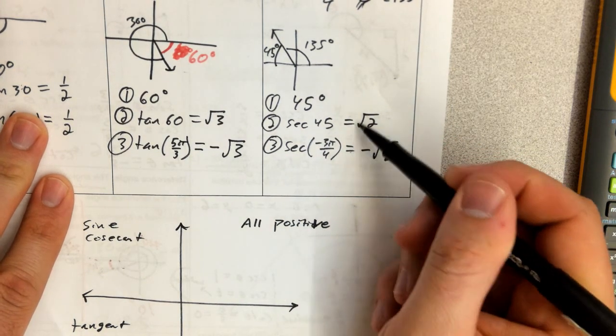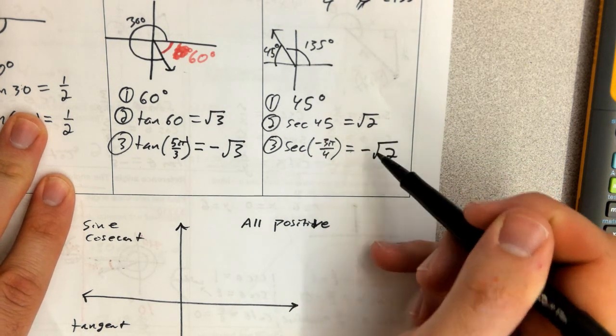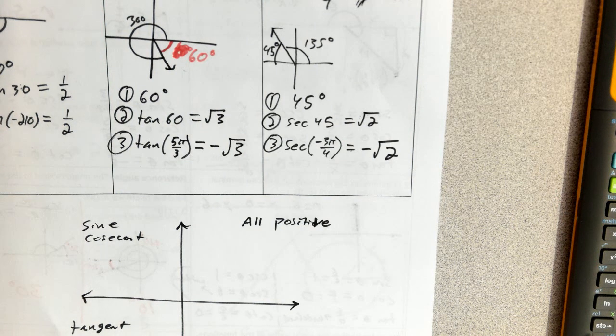Again, these things will be the same except for possibly a negative sign. And that wraps up finally section 3.